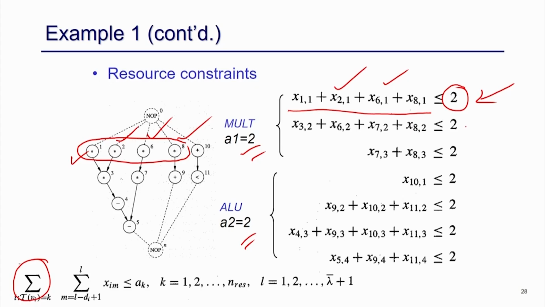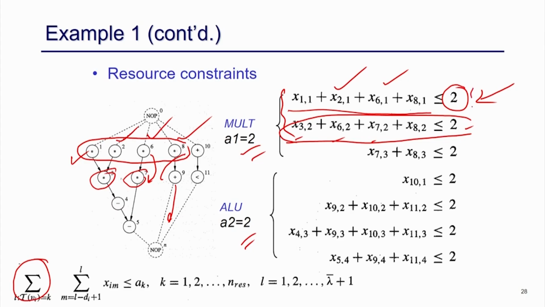Similarly, if you go to time step 2, these are 3, 2, 6, 7, and since 6 and 7 have mobility, they can also execute here. So, x 3 2, x 6 2, x 7 2, and also this one can execute, because there is mobility. So, x 8 2 should be less than or equal to 2. Combining these two, it will ensure that not all of them will be executed here; some of them will move back, some operations will move down, so that all these resource constraints are satisfied.